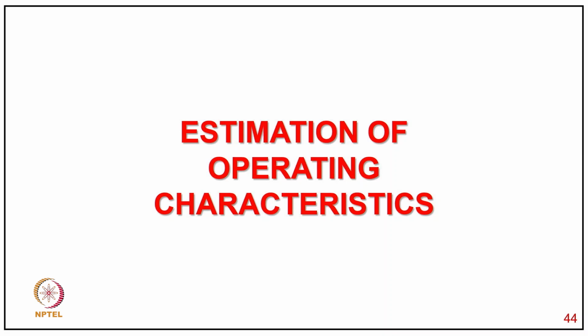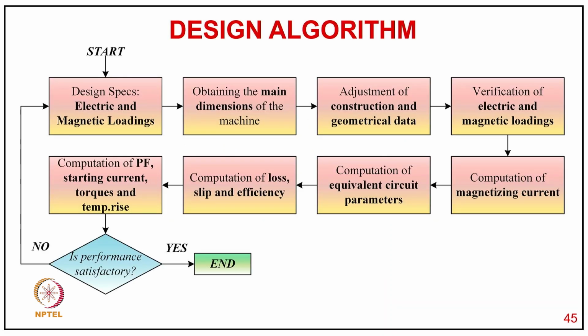Now coming to estimation of operating characteristics, this is how we can find the operating characteristics. Starting from the design specification of electrical and magnetic loading, obtain the main dimensions as we talked about already, then the adjustment of the construction and geometry data, verification of electric and magnetic loading, and computation of magnetizing current. Then computation of equivalent circuit parameters, computation of loss, slip and efficiency, and computation of power factor, starting current, torque and temperature rise, and check whether the performance is satisfactory.